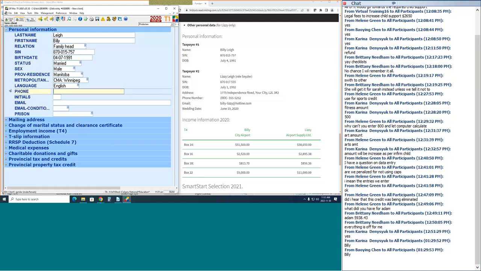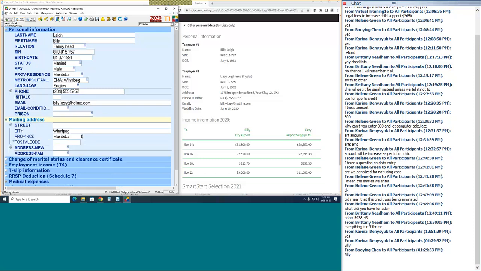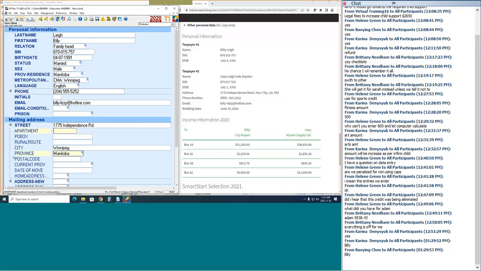I'm going to put in his metropolitan area. I need a phone number. They're going to share a phone line, so I'm going to put that number in. I'm going to put an email. They've decided to have a cute little joint family email, so I'm going to put that in for them. I'm going to ask if they want to sign up for online mail. They're going to say no. I'm going to put in a mailing address, which is 1775 Independence, which I need to spell correctly, Road in Winnipeg for me, R2L3K3.